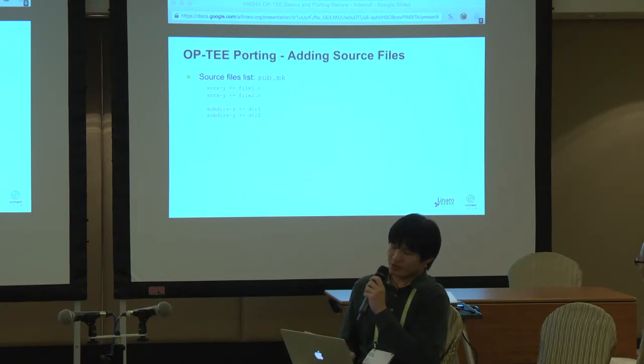Okay, so each directory that contains source files has a makefile called sub.mk. It defines the source files that should be included in the build, as well as any subdirectories that should be processed as well. So if you need to add additional source files, you can include them in the build by listing them in it as well.